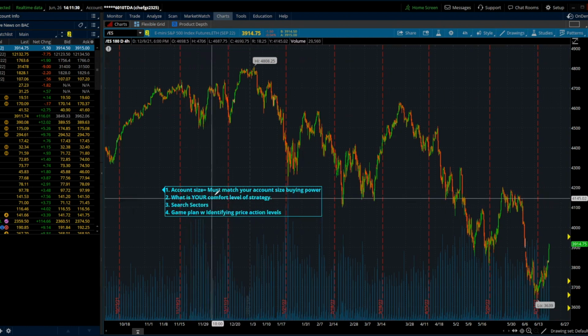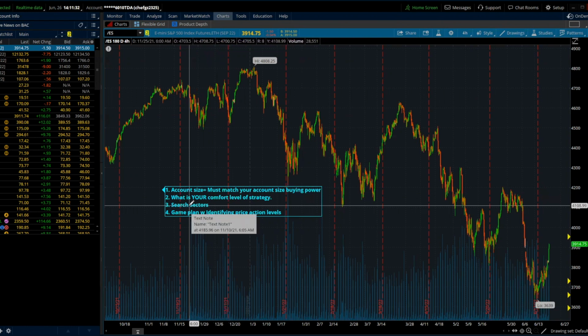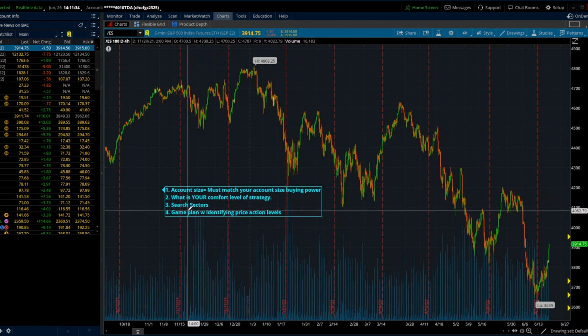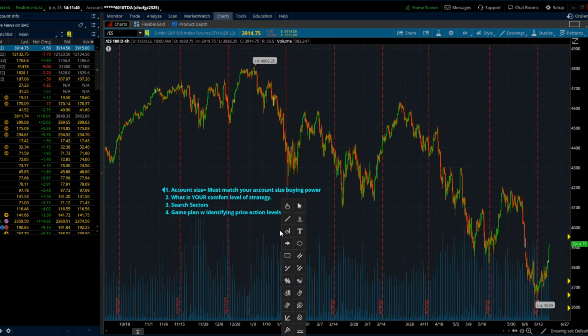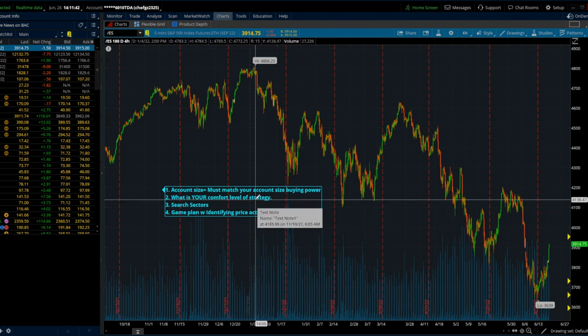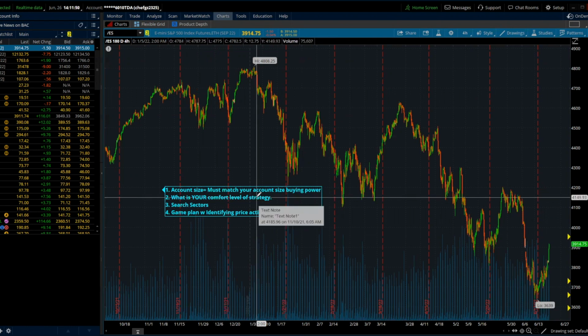Number three, after you figure these two out, that's when we go look for sectors, looking through the sectors in the markets. And then four, we come up with a game plan and identify price action levels. And we're just going to look at these 4 things, right? So you guys take some notes on this, and I hope this gives you a clear understanding of how to take some basic steps into creating a watch list.